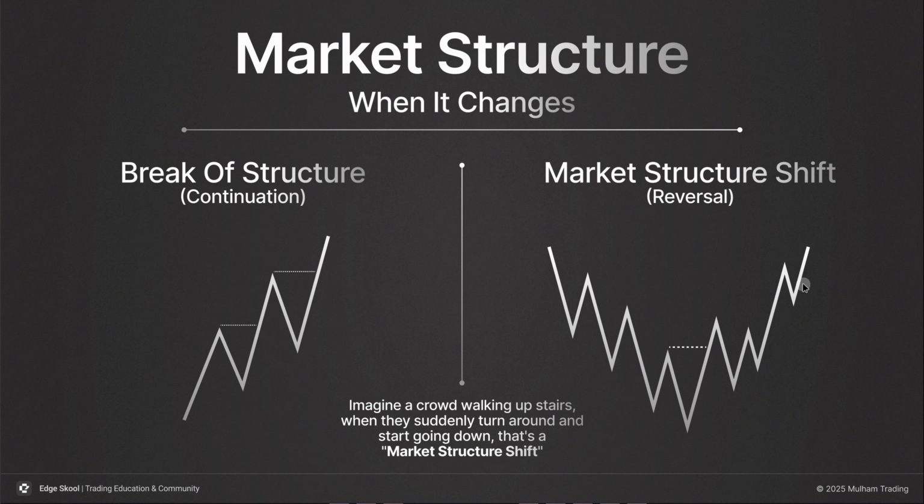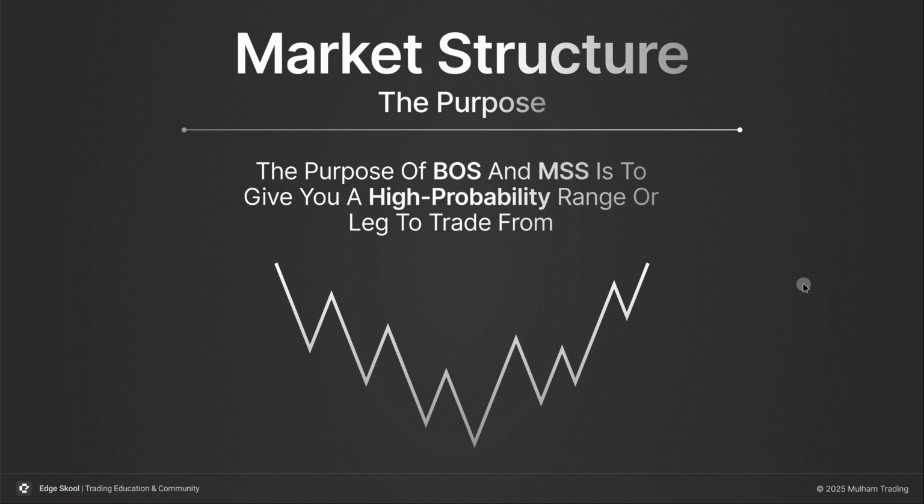So focus on these because these are going to be some triggers when it comes to some of the strategies that we're going to go over. We need to see a market structure shift and sometimes we need to see a breakout structure, continuation and reversal. Now the purpose of the breakout structure and the market structure shift is only one. It is to give you a high probability range or leg to trade from. That's it. All of these details are for this specific purpose. Anyone tells you otherwise, it's all going to come back to this specific point. Any strategy focuses on this.